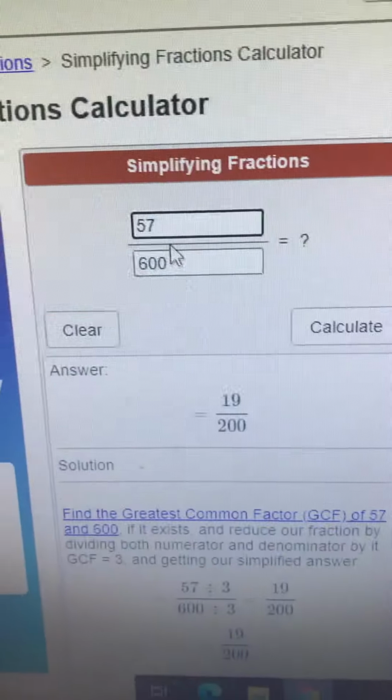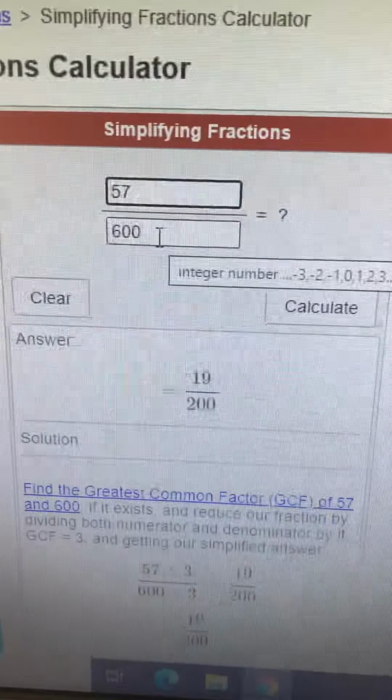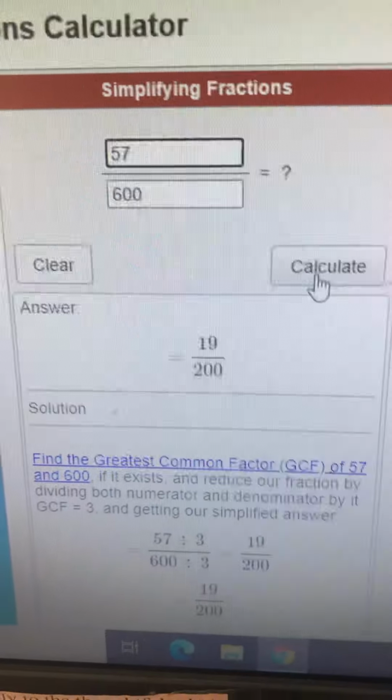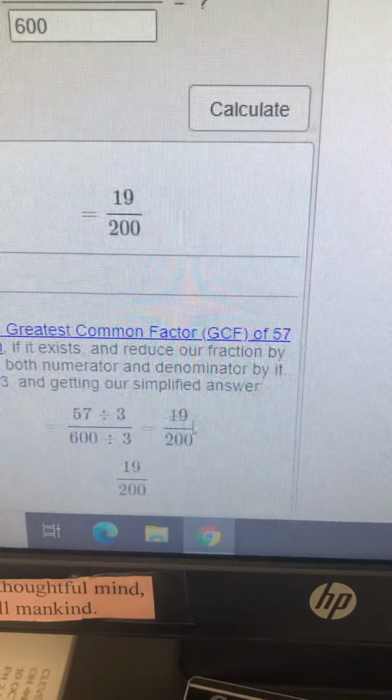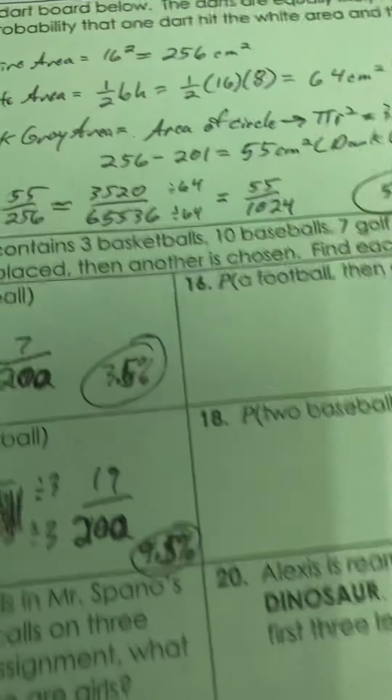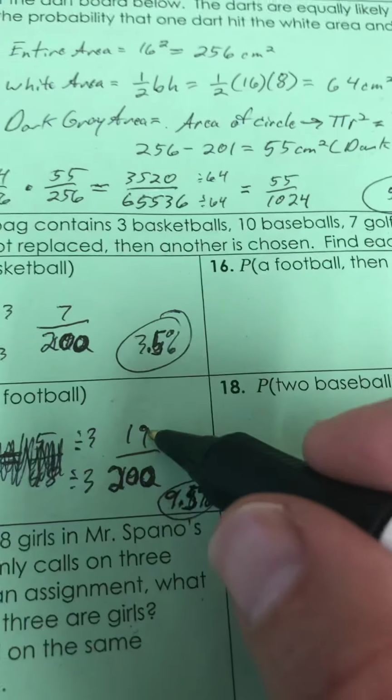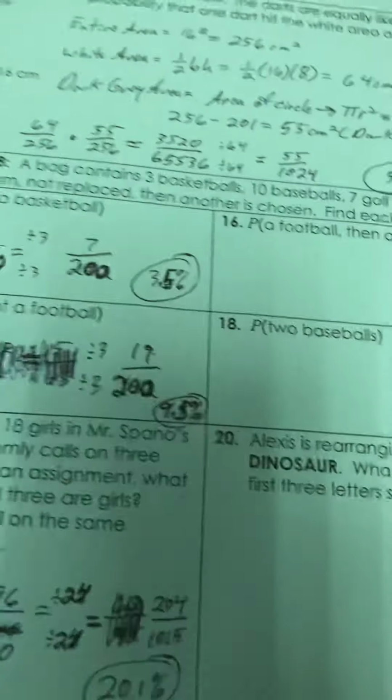See this calculator on Calculator Soup, you just put the numerator and denominator, and I have the link to that on the front page if you want to simplify others. And it shows you what you would divide by, so it would be 19 over 200, which is, you just take 19 divided by 200 on your calculator and you get 9.5%.